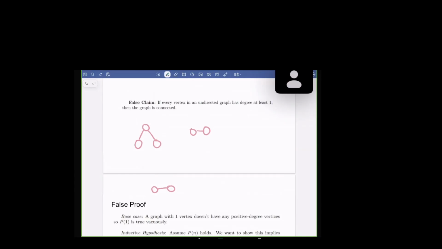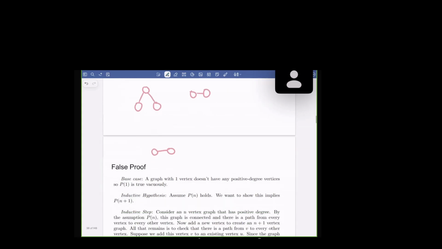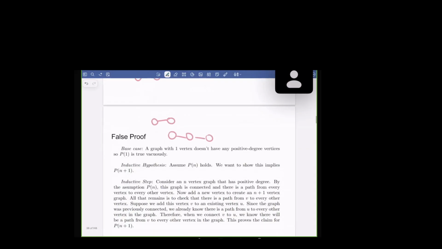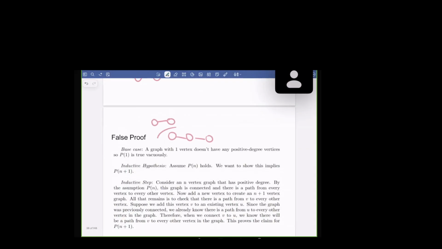So every vertex in this current base case graph has degree at least 1, and the graph is also connected. The inductive hypothesis is that no matter how many vertices we have, for n vertices, we're just assuming that they're all connected. The inductive step is assuming that this is true and that we can just add another vertex, and no matter how we add the vertex to the graph, it stays connected.